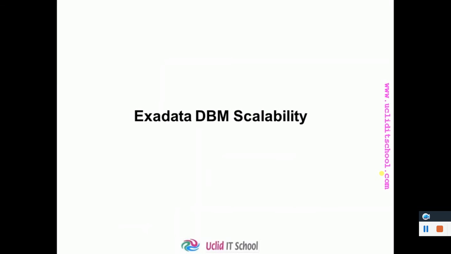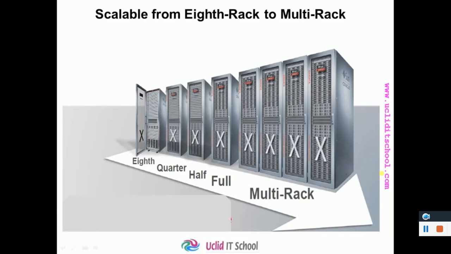So these are some more details about Exadata. Now we'll see the scalability of the Exadata system. I told you Exadata system is designed for scalability and designed for high availability. So what is the scalability? As we discussed already, a customer can start small with 8th rack configuration. If 8th rack is full, you can upgrade to quarter rack. From quarter rack, you can go to half rack to full rack to multi-rack. That way, the system is scalable as per your workload.